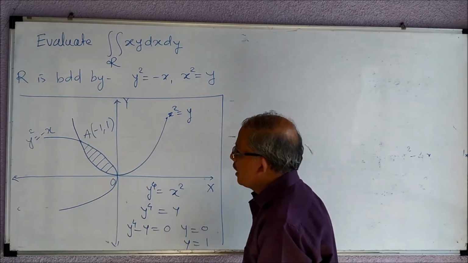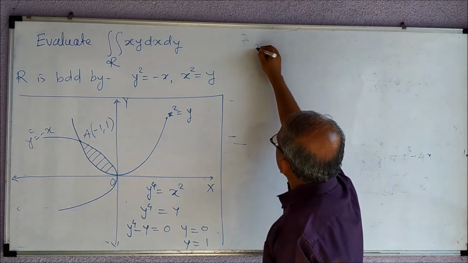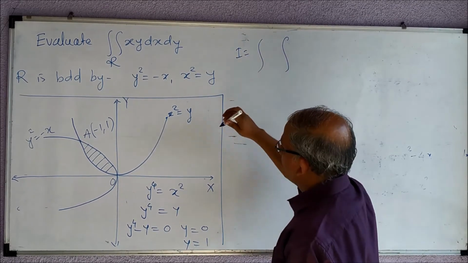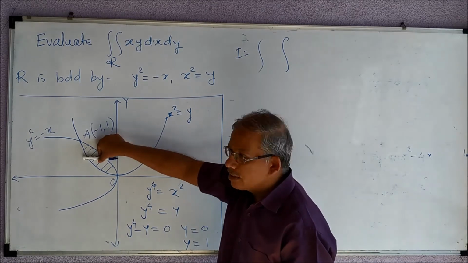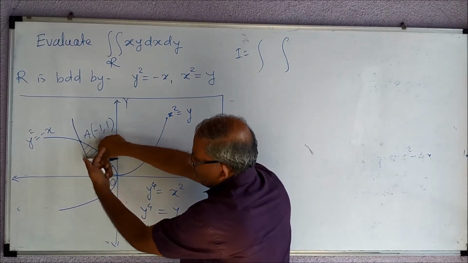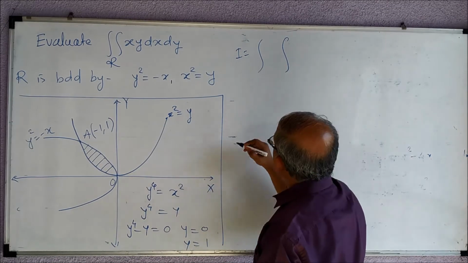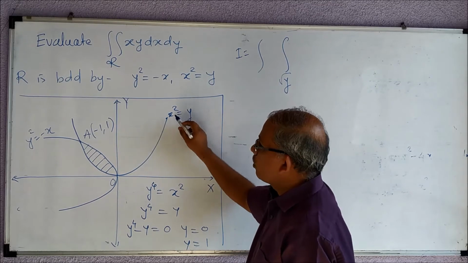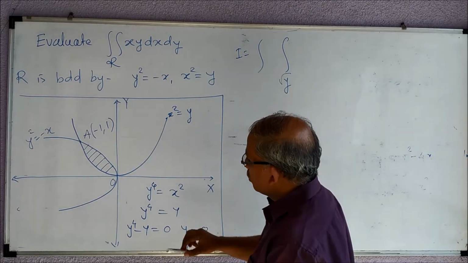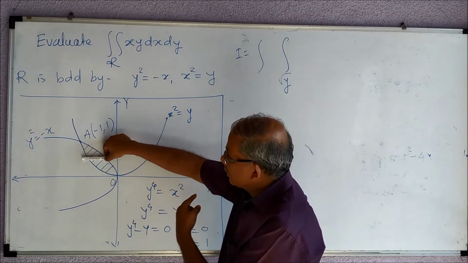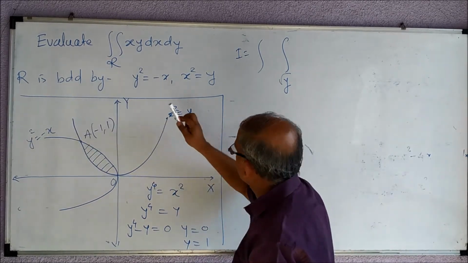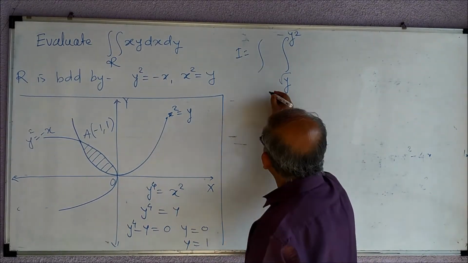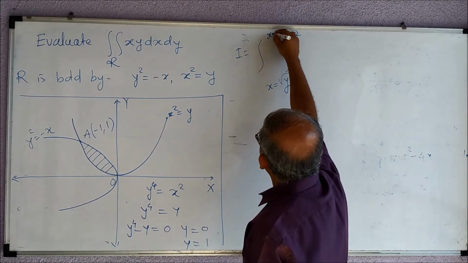Okay, so I can say that x is equal to... so I say that I is equal to c. If I keep my pen like this, it is intersecting on the left hand side x equal to root y, right? Because x square equal to y, so x is equal to root y. And on the right hand side, it is intersecting y square is equal to minus x, so x is equal to minus of y square. See, x equal to root y, x equal to minus y square.